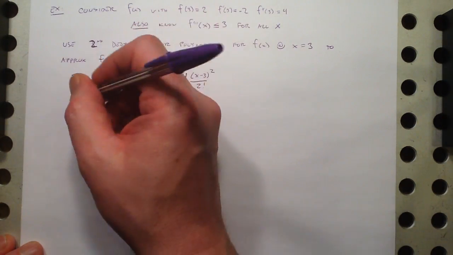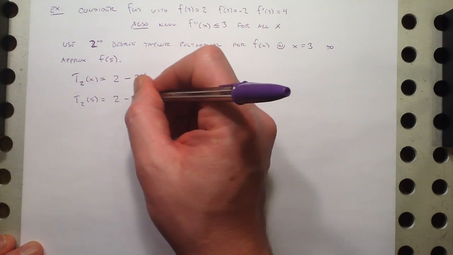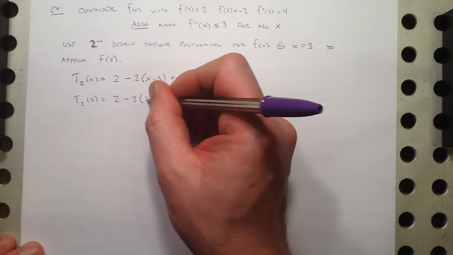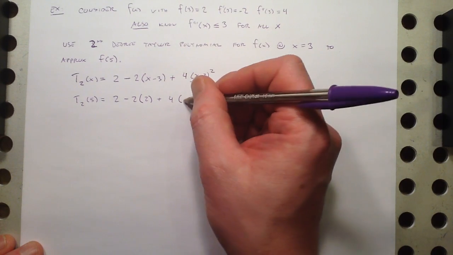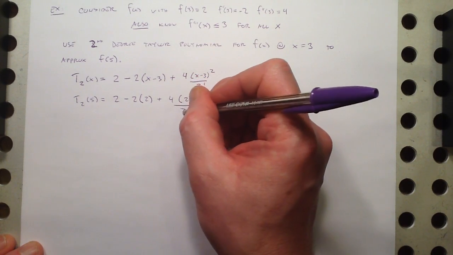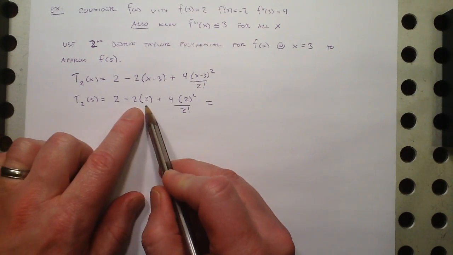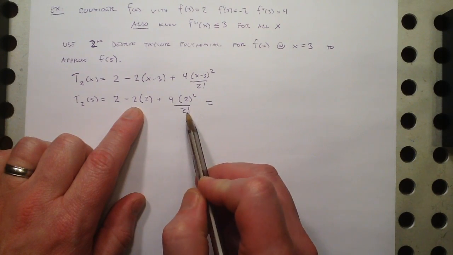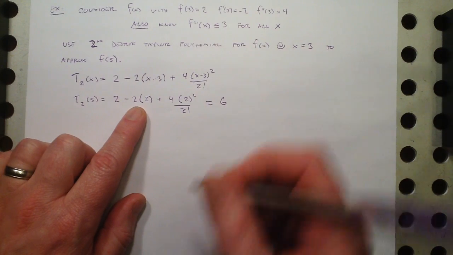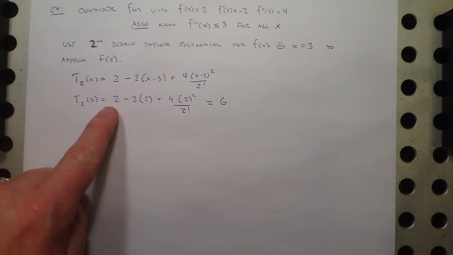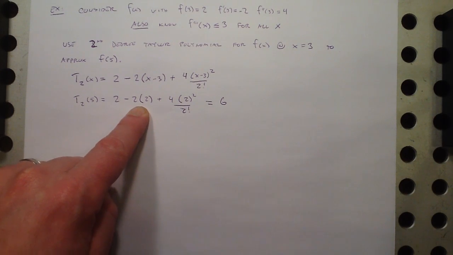If I want to approximate f of 5, that's 2 minus 2 times 5 minus 3 is 2, plus 4 times 5 minus 3 is still 2, over 2 factorial. So that's 2 minus 4 plus, that's 16 over 2. So that's -2 plus 8. That's 6, I think. You can check that. 2 minus 4 is -2 plus 8. I think that's right.